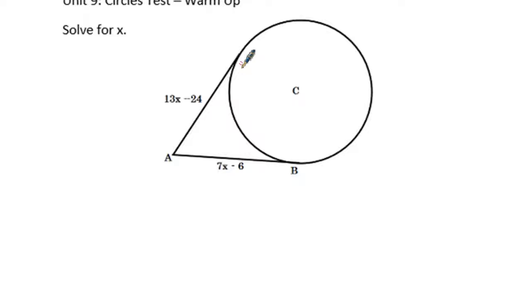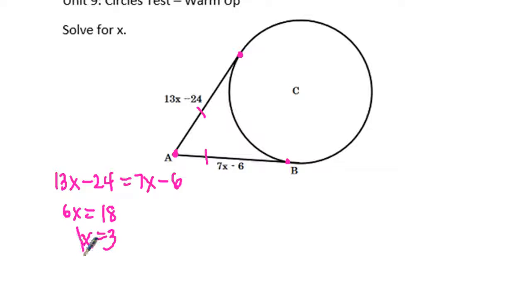Here the segments are outside and they are touching the circle only in one spot, so they're both tangent lines meeting at an outside point. So 3x minus 24 equals 7x minus 6. Minus 7x both sides, plus 24 both sides. X is 3.